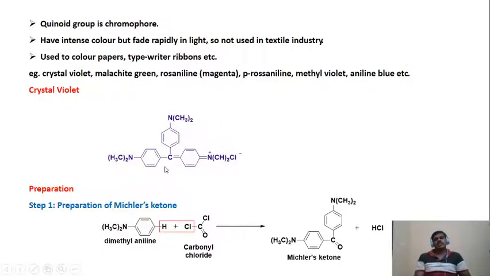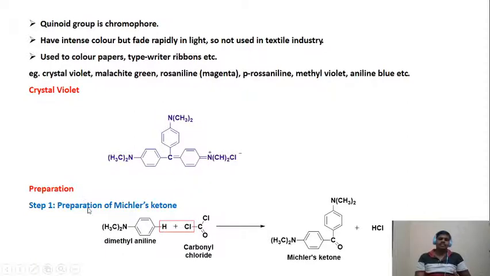What is the structural peculiarity of this structure? Two aromatic rings which have two methyl groups attached to the aniline nitrogen. These are the aromatic anilines, dimethyl aniline. So these two groups are the dimethyl aniline groups and they are attached to the quinoid structure, right. So this is crystal violet.